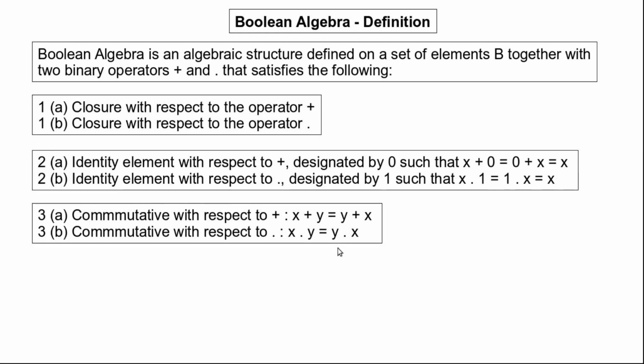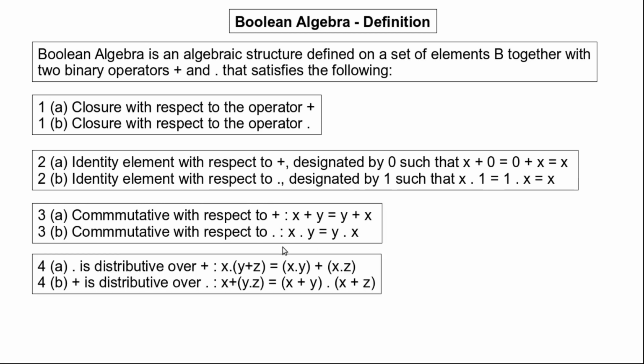And what we mean by commutative is that if we take any two elements x and y from the set B, then x plus y should be equal to y plus x, and x dot y should be equal to y dot x. So the set should be commutative with respect to plus and with respect to dot.